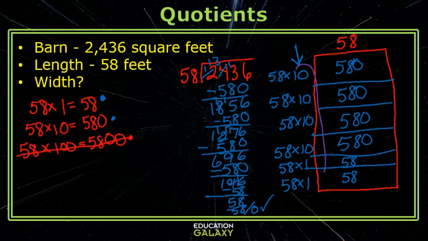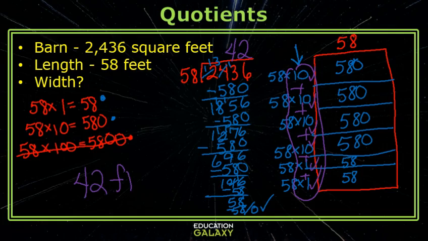The last step is to add my partial quotients to get my final answer. So I have 10, 20, 30, 40, 41, 42. So the width of the barn is 42 feet.